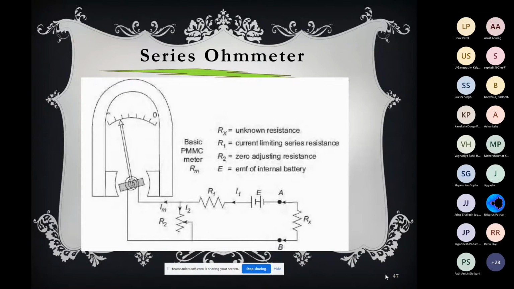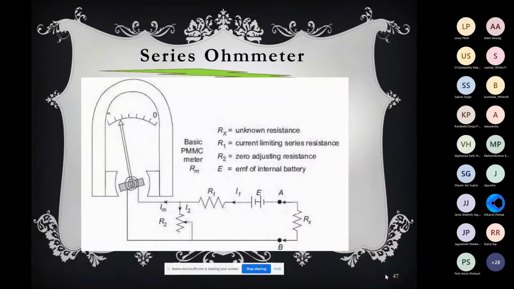Now you see there are a few resistances. For example, R1 is the resistance which limits the current that enters into the PMMC meter. So R1 we can call a current limiting resistance. Then R2 is generally used for adjustment of 0, because if you see R2, it is a kind of shunt. So R2 is a zero adjusting resistance.